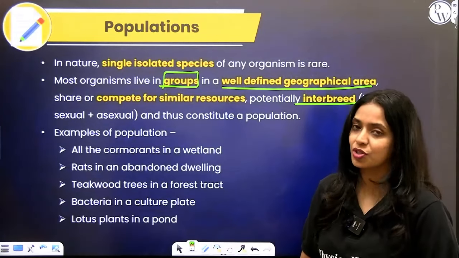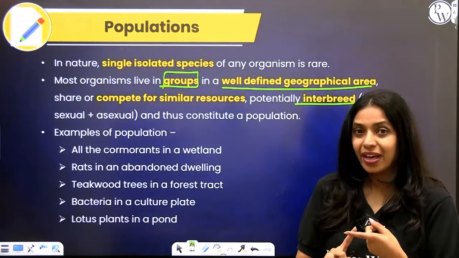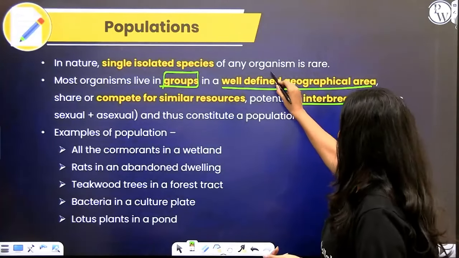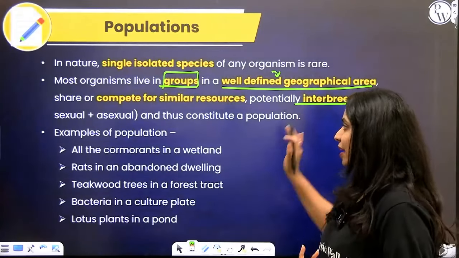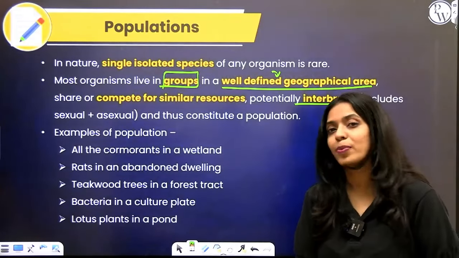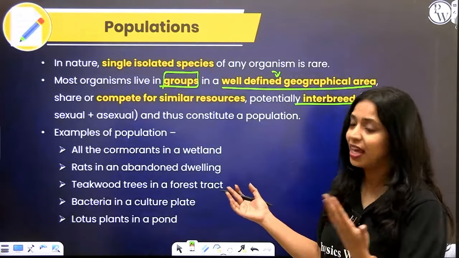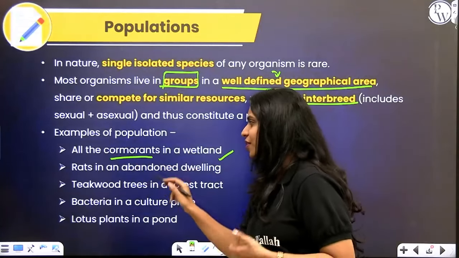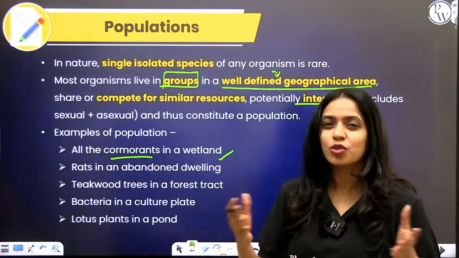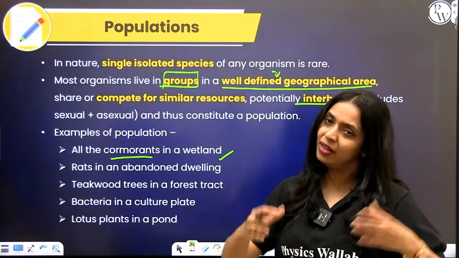This interbreeding usually means sexual reproduction, but for asexual reproduction, whatever offspring we get is also considered part of the same population. So when we define population, we say it is a group of organisms belonging to the same species in a well-defined geographical area at any particular time. So that is a population. What are some examples of populations? Let's look at the examples in NCERT. All of the cormorants present in a wetland. What are cormorants? They are a type of bird, usually found in wetlands. So all of the cormorants present in a wetland are one population.